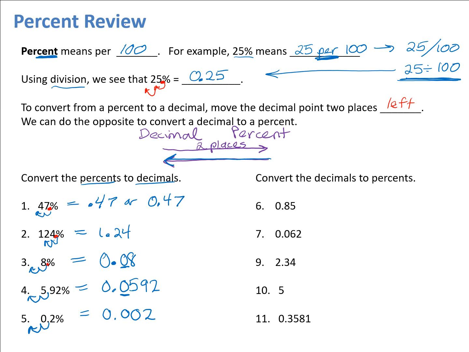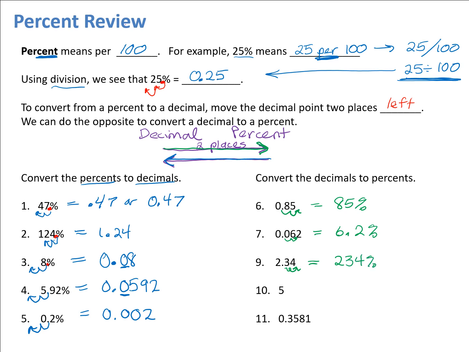Let's go the other way around. Let's take some decimals and move them to percents here on the right. So if we're moving from decimals to percents, we're just going to go ahead and move 2 places to the right. So 0.85 is 85%. 0.062, move 2 places, becomes 6.2%. And notice when I make it into a percent, I need the percent symbol. It's not a percent unless you've got that percent symbol there. 2.34, move 2 places, is 234%.